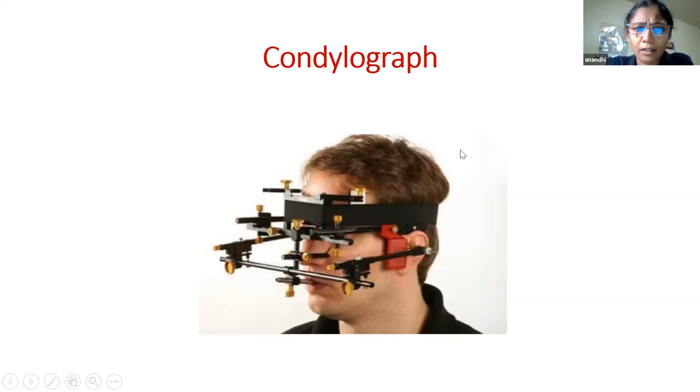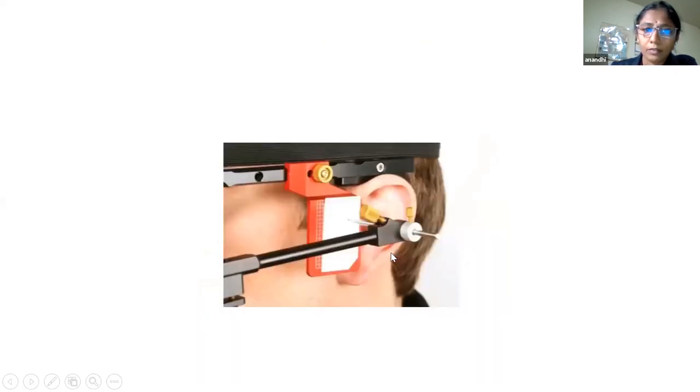It consists of an upper face bow and a lower face bow, which has a clutch attached to the lower teeth. Only the lower teeth move around. Then there is a stylus with a place where you can use the graph, so we can record the tracings.